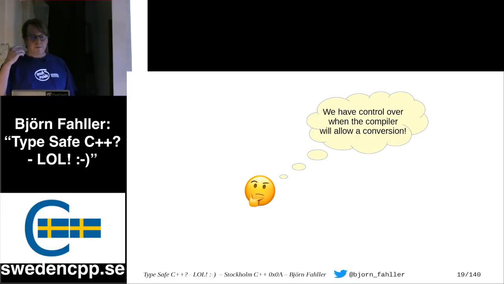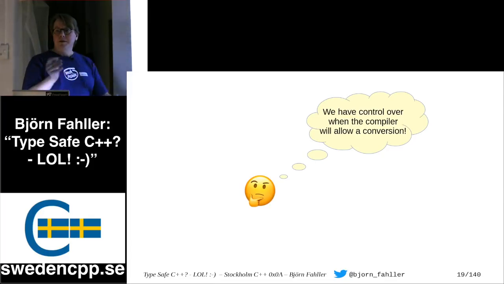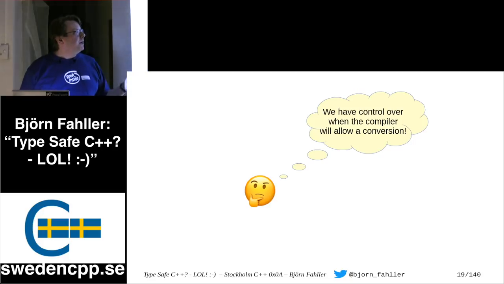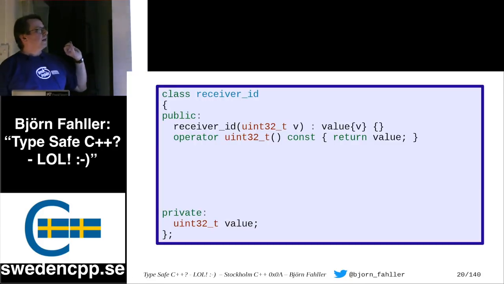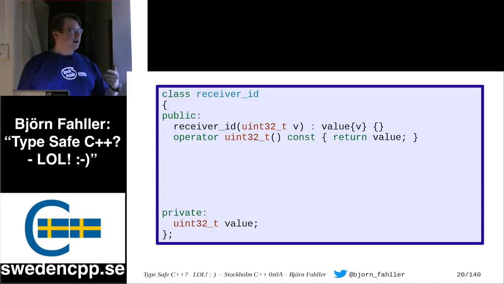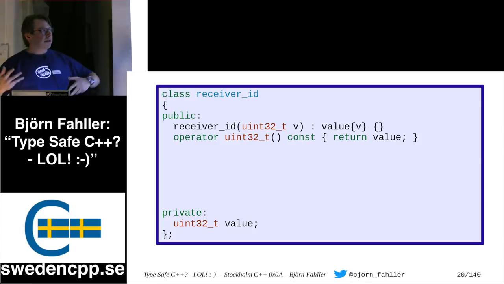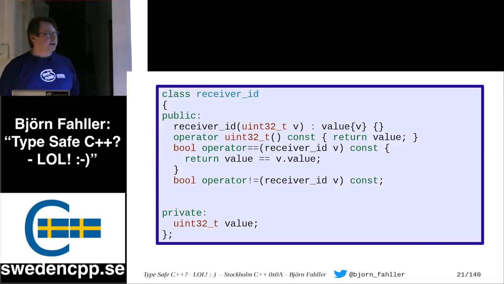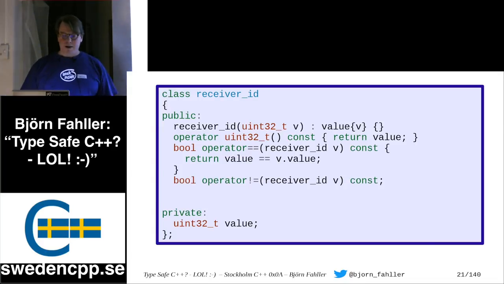So we have control. By default, nothing is allowed. We explicitly make the things we want to work available. We have the power. So maybe I should do something like this and say, I have a receiver ID that I can initialize with a value, I can get a value from it, but I cannot get an L value reference to it to modify it without having operations to permit it. So of course I add some sensible operators like a comparison, and maybe we want them ordered, I don't know.